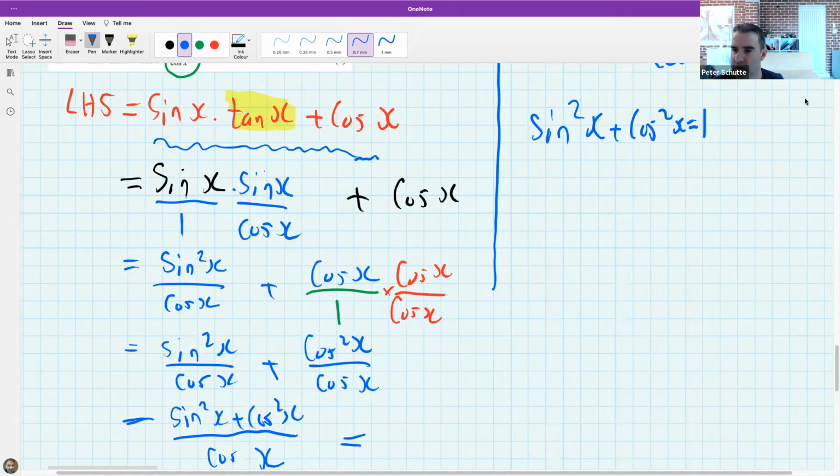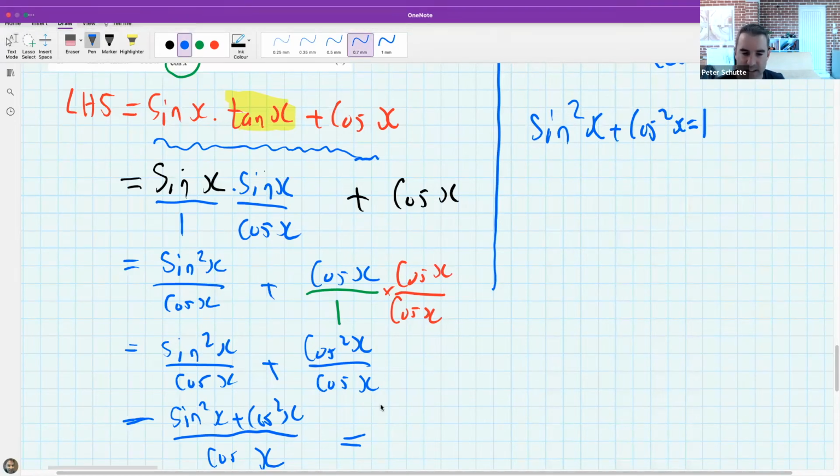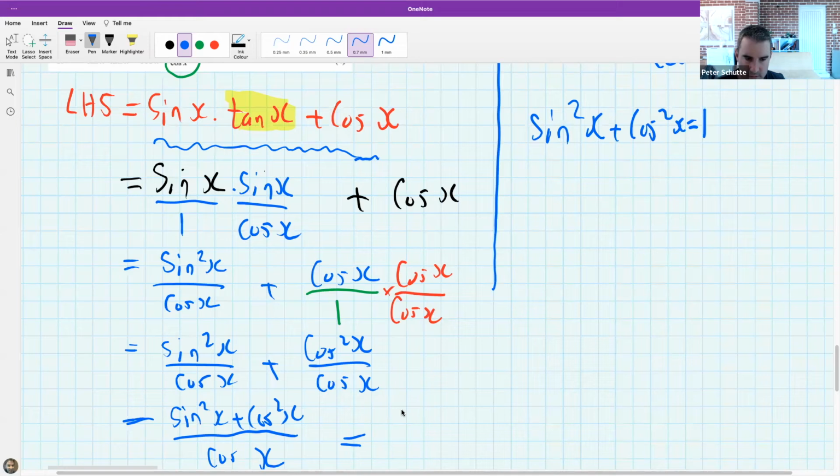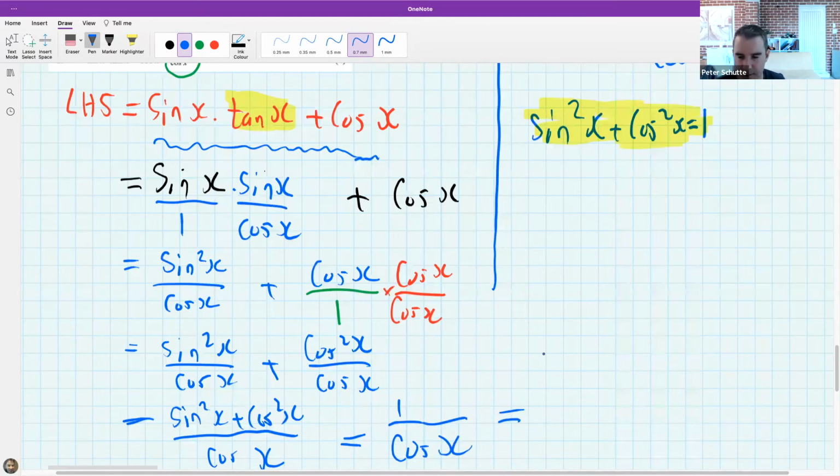Yeah, Malalo, let's go to you. Hi, sir. Wouldn't you use the second identity that says sine squared x plus cos squared x is equal to 1? Yes. Meaning the answer would be 1 over cos x. Perfect. And why does that make me very happy? Because it's equal to the right-hand side. Yes, all 4 marks in the bag.